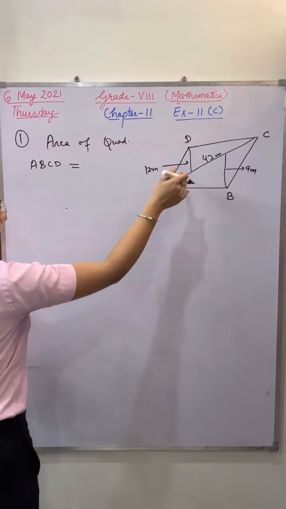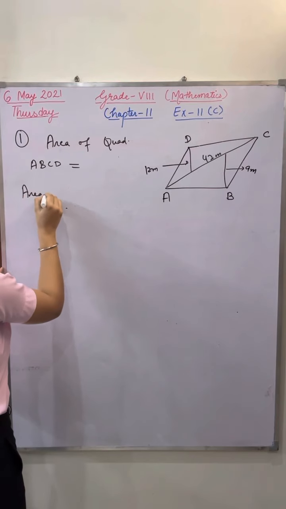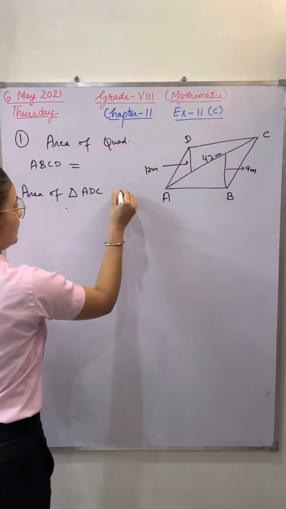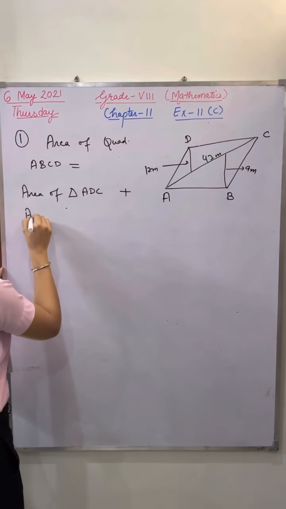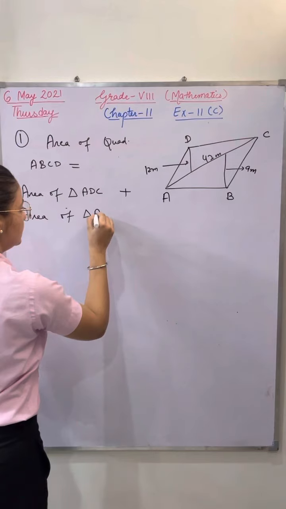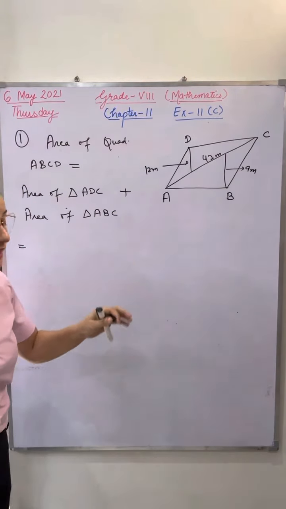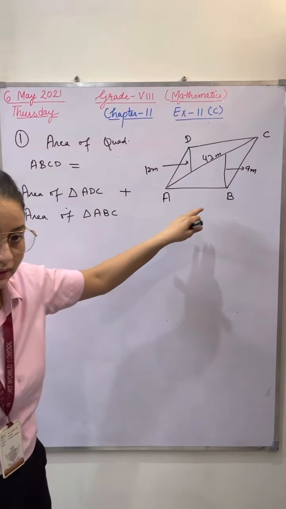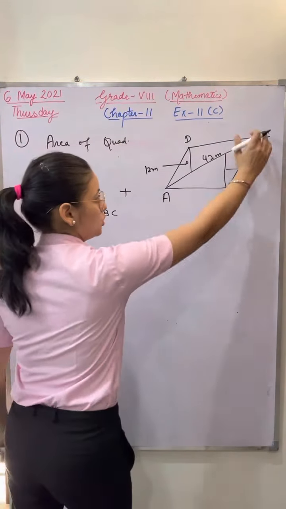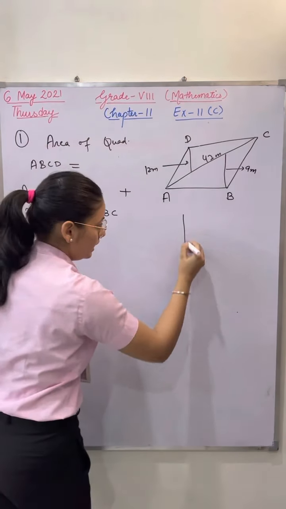Area of this complete quadrilateral ABCD is equal to area of triangle ADC plus area of triangle ABC. Right? Area of triangle ADC and triangle ABC. Now see, in this triangle ADC, what is the base? Quickly tell me, area of triangle ADC. First of all, tell me the area of a triangle.